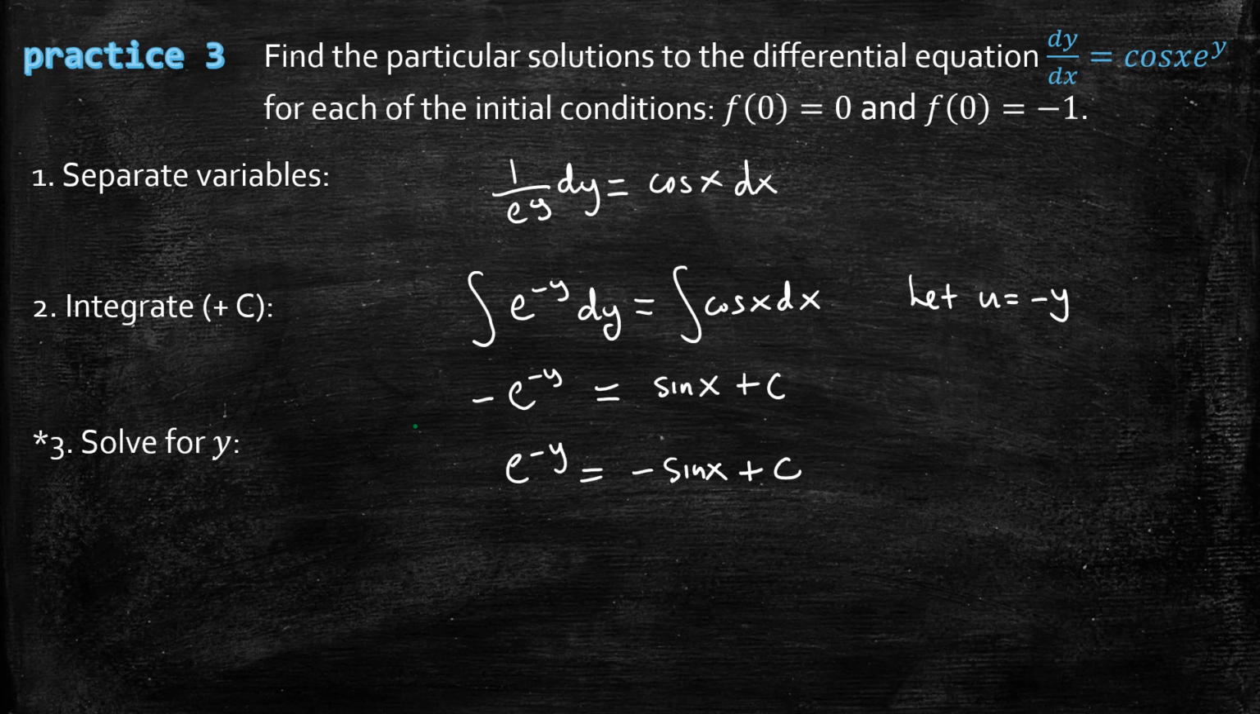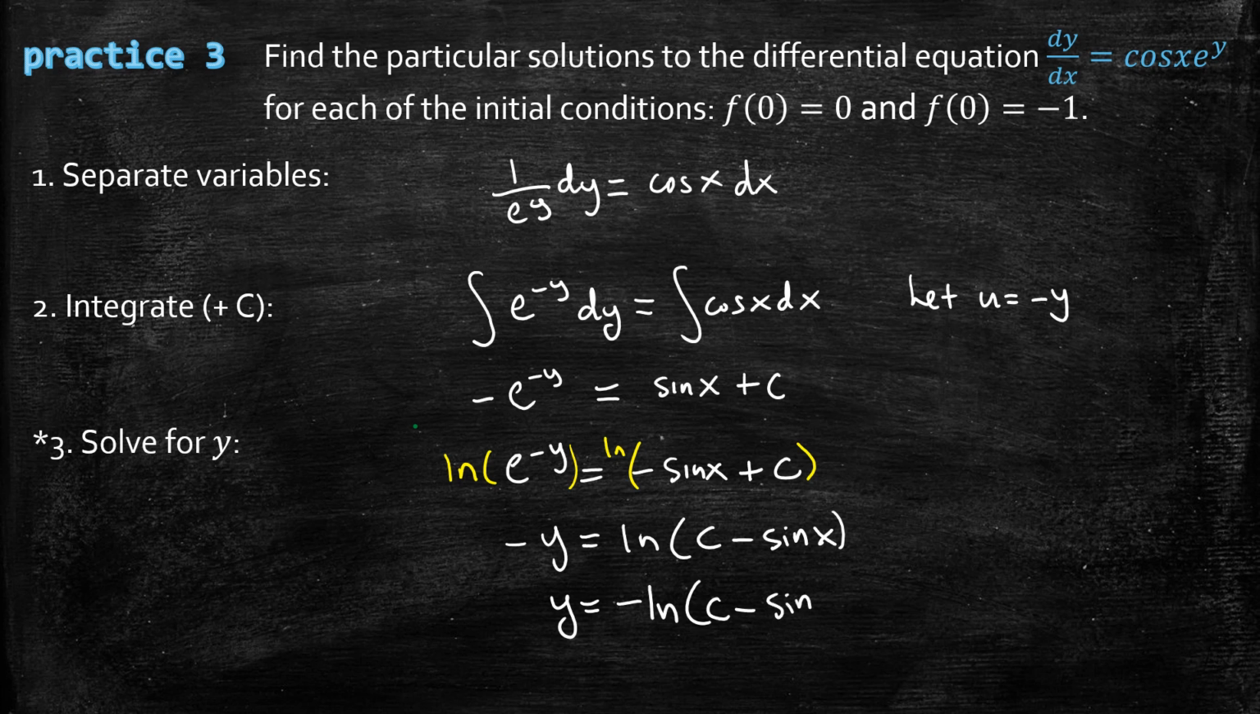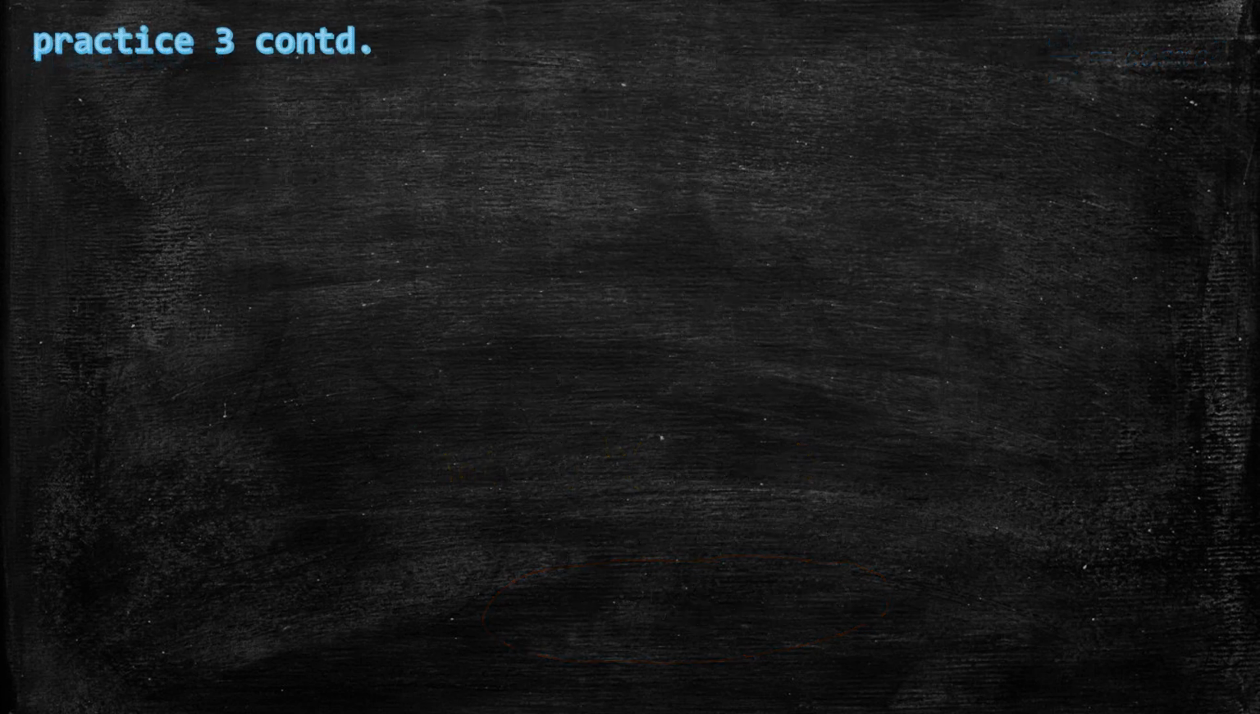And then the way to solve both sides when you have e raised to something is to do the inverse, which is to take the ln of both sides. And we can do that on the left side. The ln and e undo each other. You're left with -y equals ln, and I'm just going to rearrange this as c minus sine x. And then we just multiply both sides by -1. We get this. So this is our general solution. And then in the next slide, we're going to plug in our different initial conditions and solve for c, and then get our particular solutions.